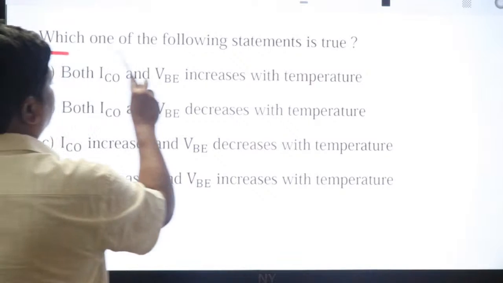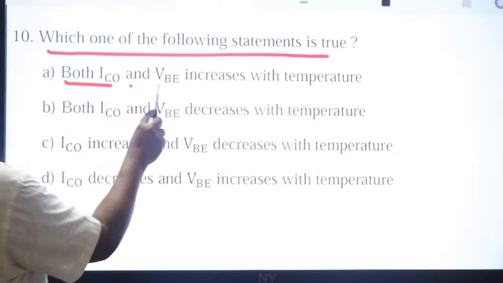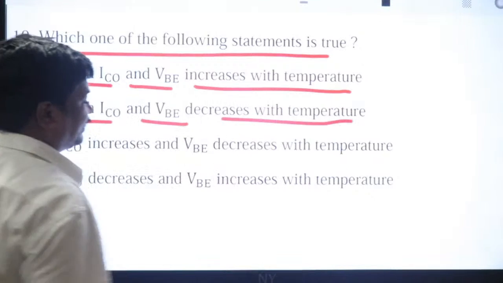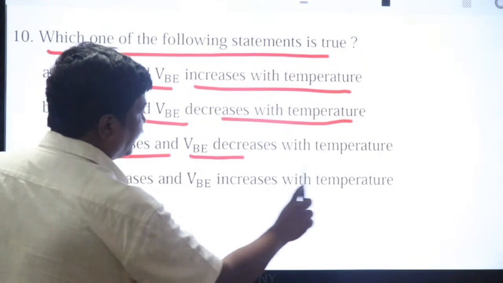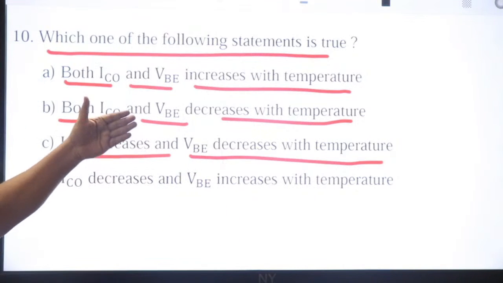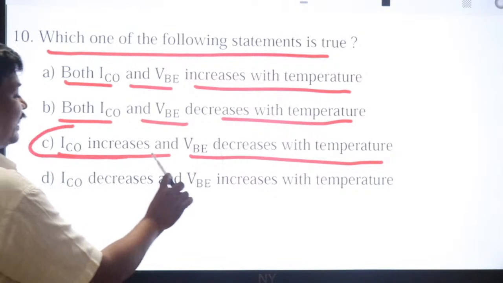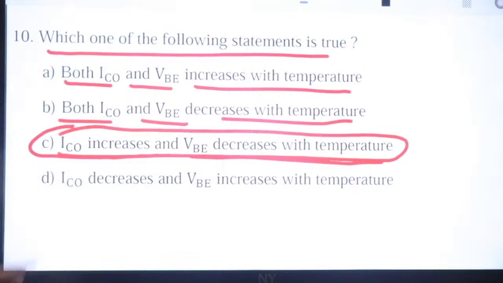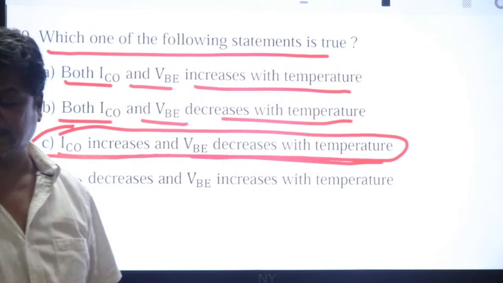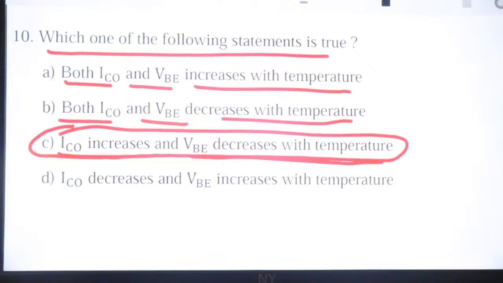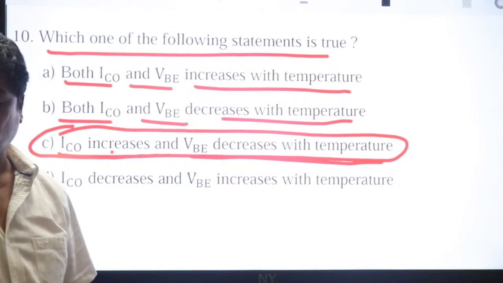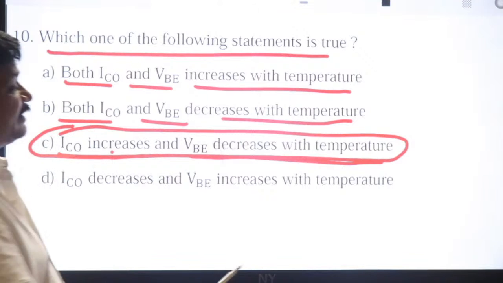Which of the following statements is true? Both IC naught and VBE increase with the temperature. Both IC naught and VBE decrease with the temperature. IC naught increases and VBE decreases with temperature. In the first slide itself, when I started this class, I already told you this statement. IC naught increases and VBE decreases with temperature. IC naught doubles for every 10 degrees centigrade. VBE decreases by 2.5 millivolts per degree centigrade. That's why the answer is C.